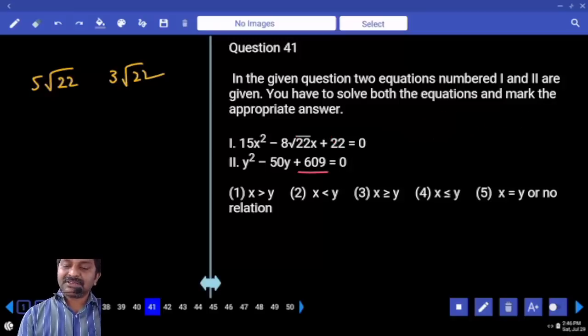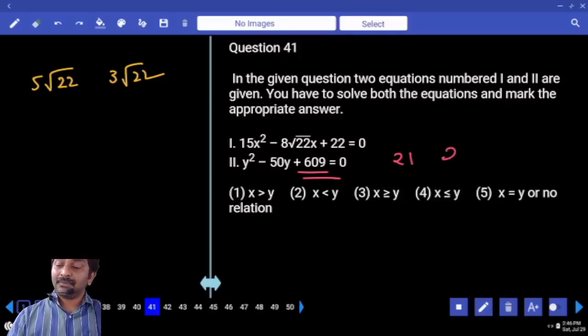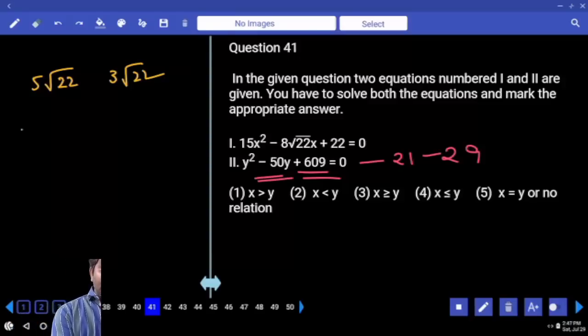Right, 609. I told you already yesterday, identify the nearest square. 625. And that number is how much less than 625? 16. 625 is 25 square. 16 is 4 square. That means a square minus b square format: a plus b into a minus b. 25 minus 4, 25 plus 4. Minus 29, minus 21. That is minus 50 only. That is, sorry, it becomes 21 and then 29. Yes?